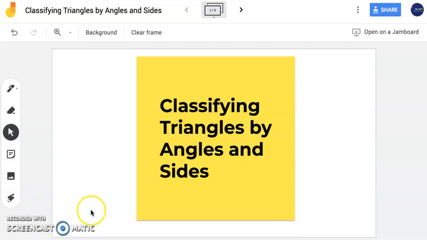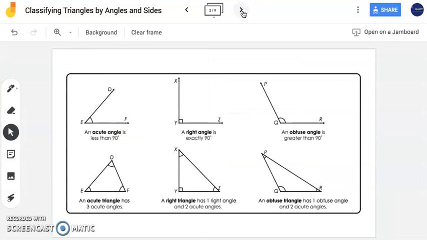Hello, today we're going to continue working on classifying triangles by angles and sides. As a reminder, you have three types of triangles when classifying triangles by angles. We have an acute triangle, a right triangle, and an obtuse triangle. Now, many of you already have these notes in your notebook or on scrap paper to help you with the activities today and this entire week.